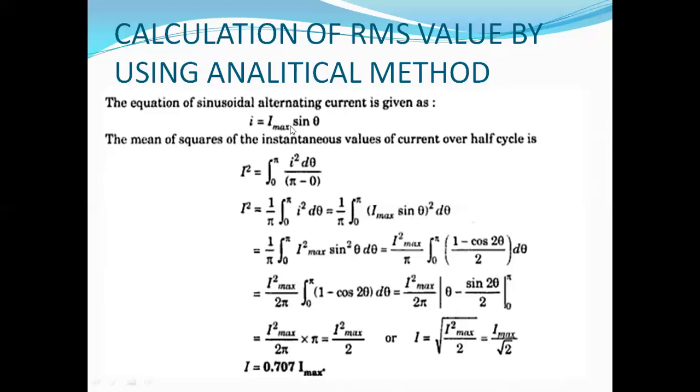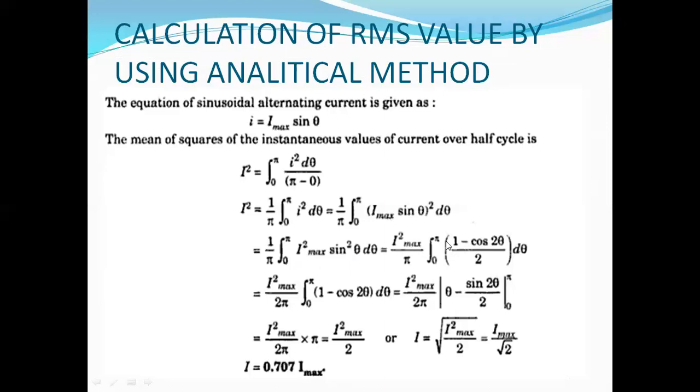So here we have written the equation of the alternating current i = Im sin θ, and take its square. Now we will consider the mean of the squares of the instantaneous value of the current over a half cycle. The length of the half cycle is π. So I² = (1/π) ∫ from 0 to π of i² dθ, where i² = Im² sin² θ.